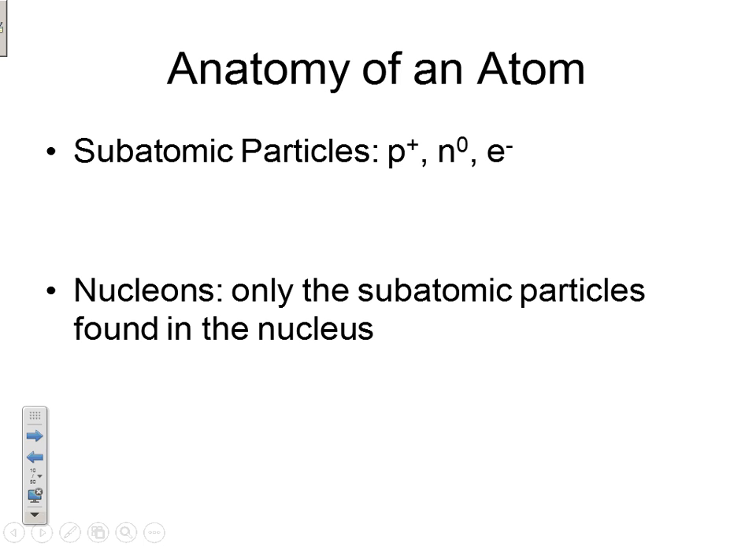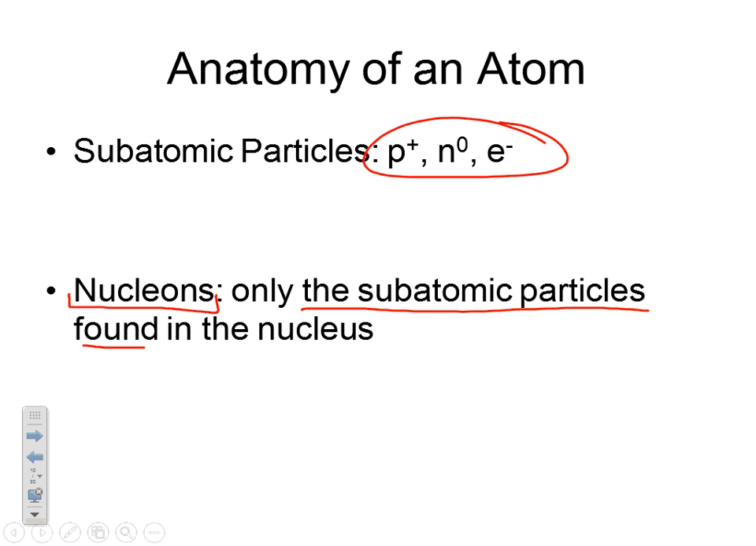Anatomy of an atom. Again, subatomic particles, protons, neutrons, electrons. I mention it again in case a problem ever asks you to explain in terms of subatomic particles. You want to mention those 3 possibilities, protons, neutrons, or electrons. But we can also include this other word called nucleon. And a nucleon is a subatomic particle that is found in the nucleus. So subatomic particles found in the nucleus.